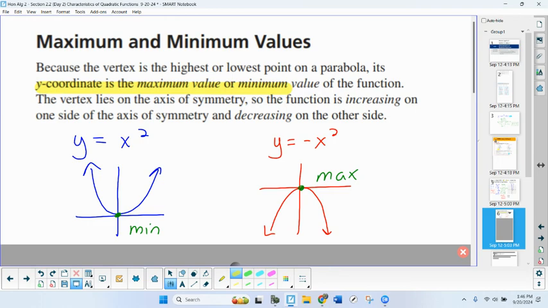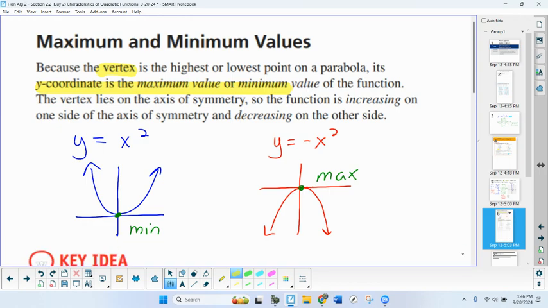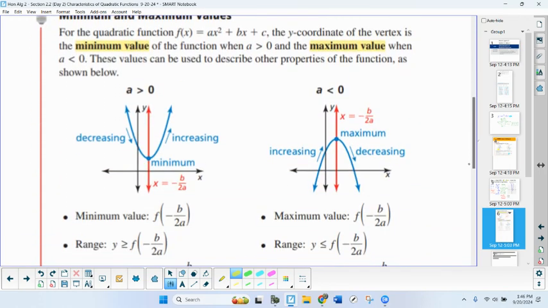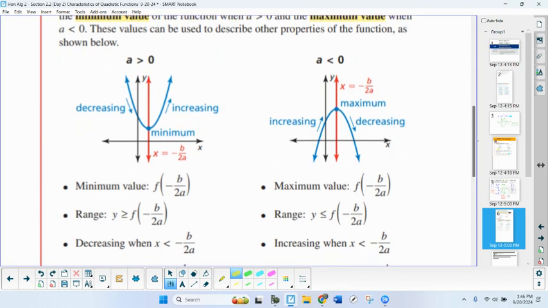Now, where will the maximum and minimum always occur? On the what? Vertex. It's always going to be the vertex. So your maximum or minimum is the Y coordinate of the vertex. The vertex. Very good. Okay, so that's all that information. Now let's talk about domain and range.